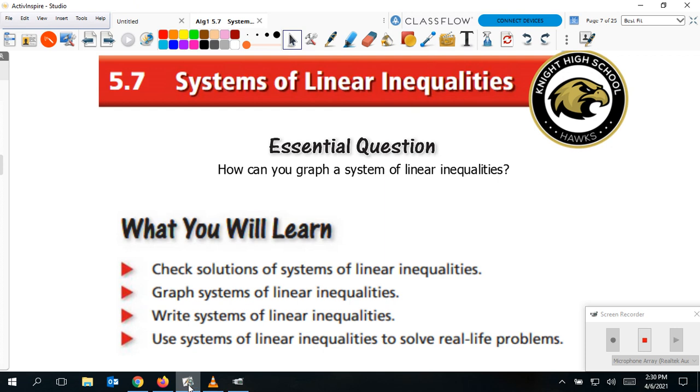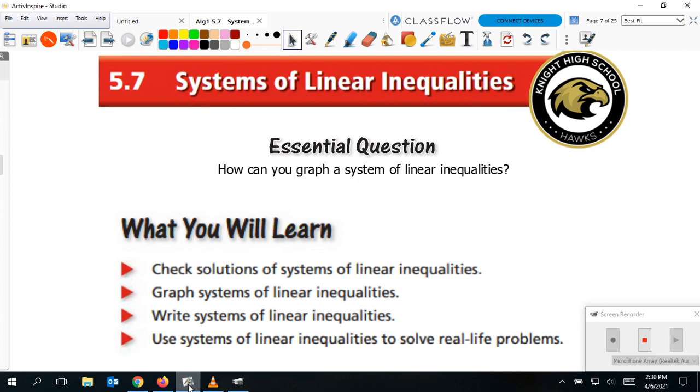Hey Algebra 1 students, welcome back to Algebra 1 Big Ideas. We're in 5.7 Systems of Linear Inequalities. Last time in 5.6 we were looking at just graphing the inequalities. Now we're going to be looking at a system which is going to combine two inequalities together.